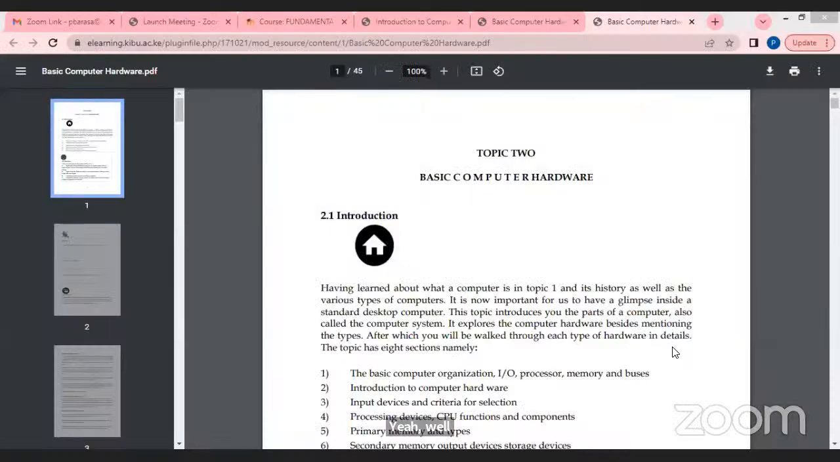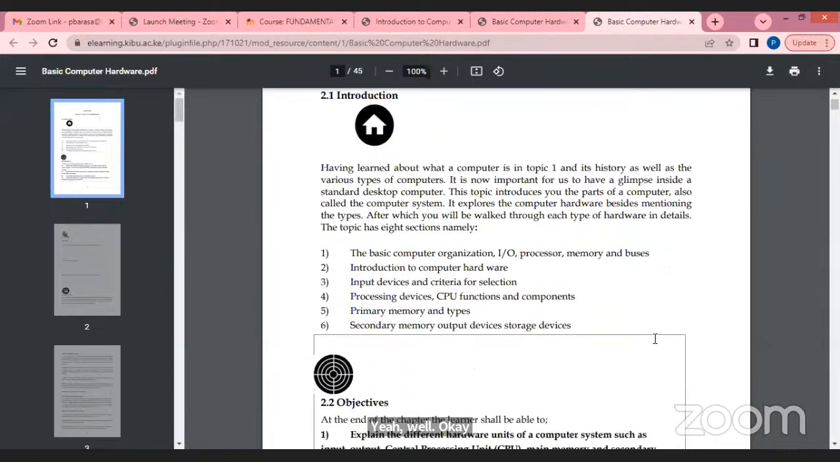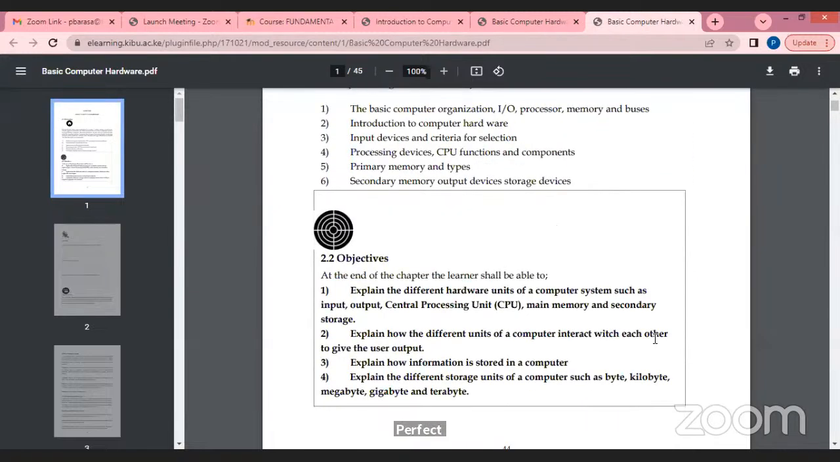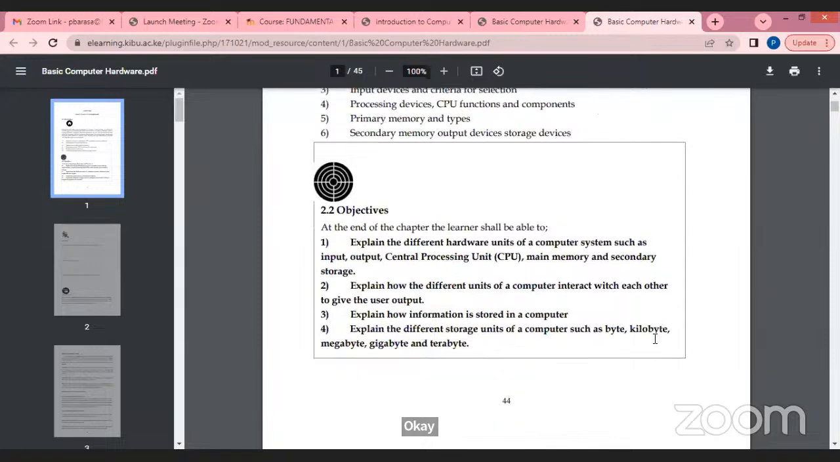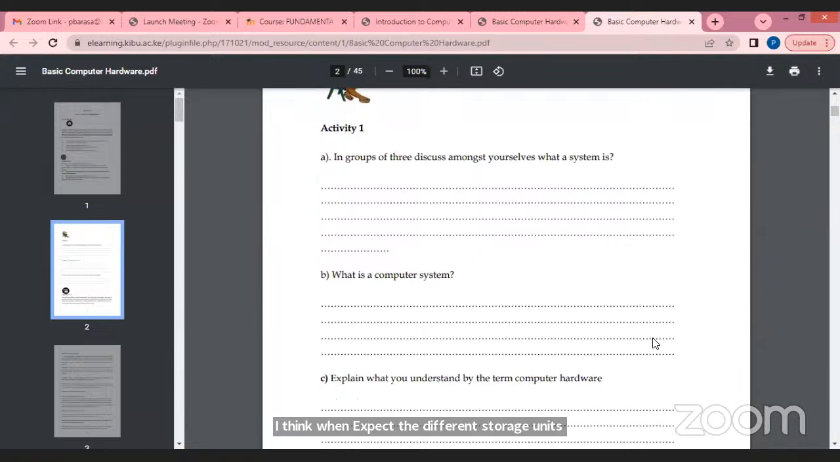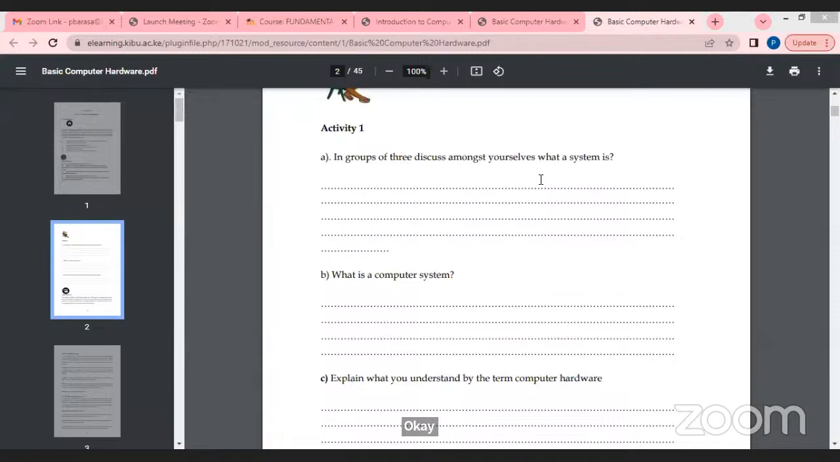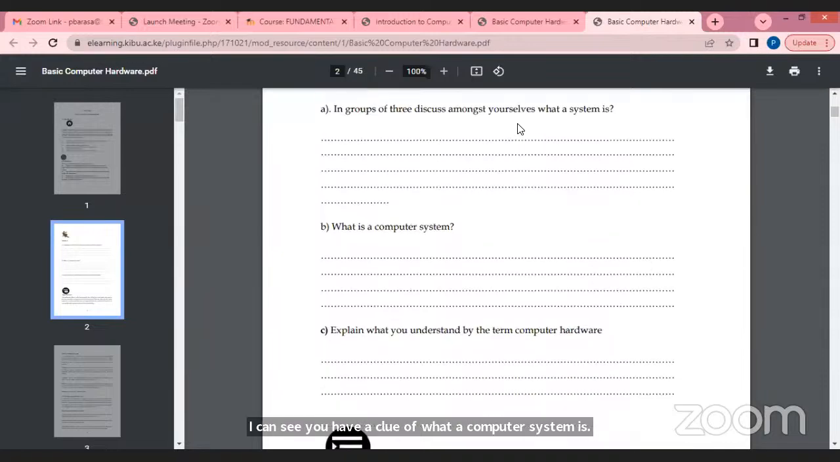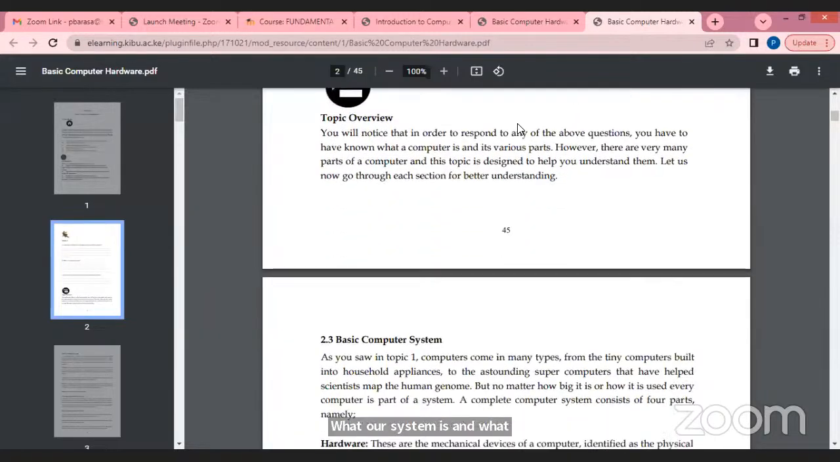So I think we had already said what we are doing here. We had looked at the objectives. I think we're on objective number 4: explain the different storage units. We had already done that, and we are on this activity. I can see from the charts that you've been giving what a system is and what hardware is, and I can see you have a clue of what a computer system is, what a system is, and what computer hardware is. So we will proceed.